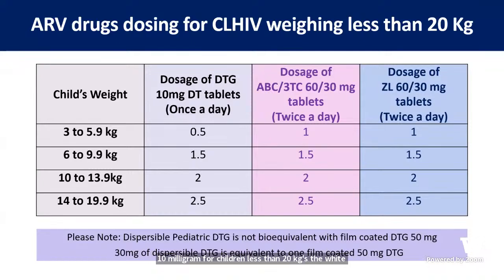So DTG 10 mg for children less than 20 kgs: for the weight band between 3 to 5.9 kgs, you will have half a tablet of DTG. For children with 6 to 9.9 kgs, it will be 1.5 tablets. For 10 to 14 kgs, it will be two tablets. For 14 to 19.9 kgs, it will be 2.5 tablets.